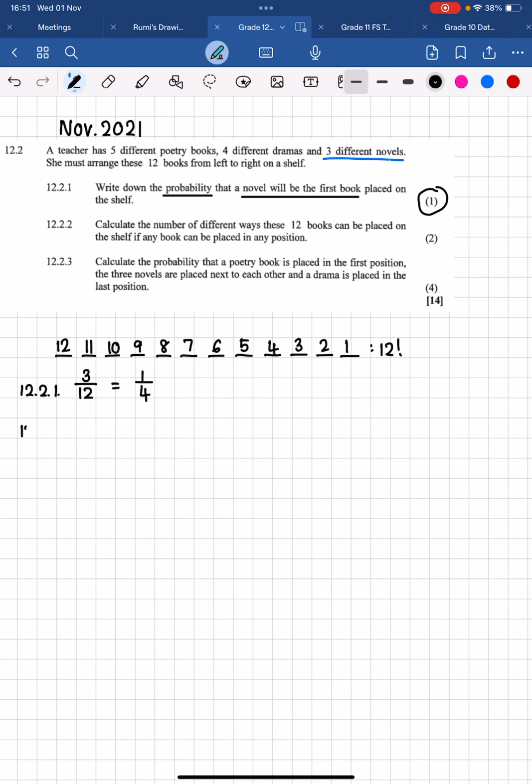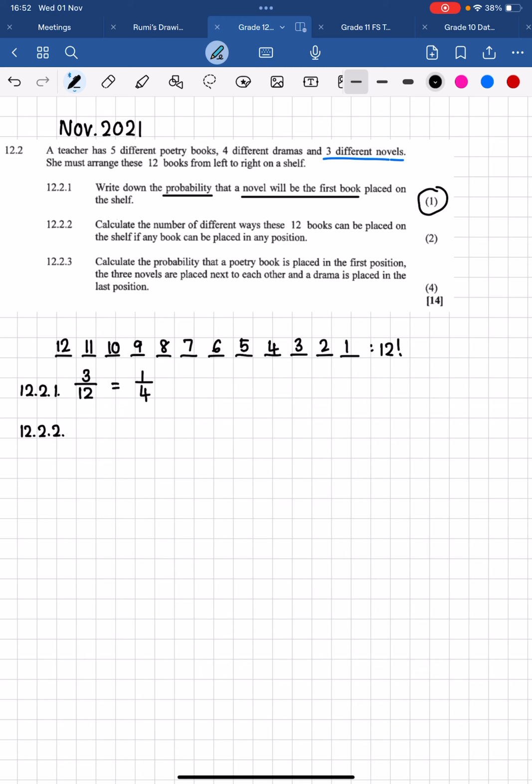Now for 12.2.2, now we need to start thinking about counting principles. So guys, what I want you to take from this is don't just jump straight into counting principle every time. Sometimes there is a simpler way of thinking about it. Sometimes you can just think, okay, I actually can just think of this logically. There are 12 books, 3 of them are novels. That's going to be the probability.